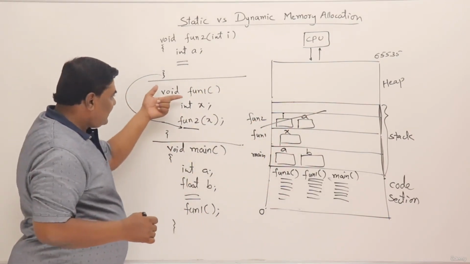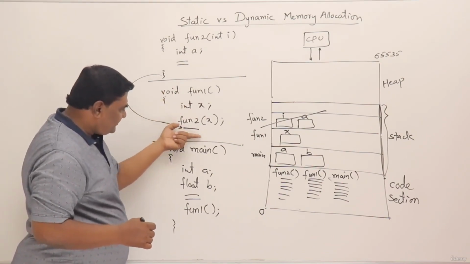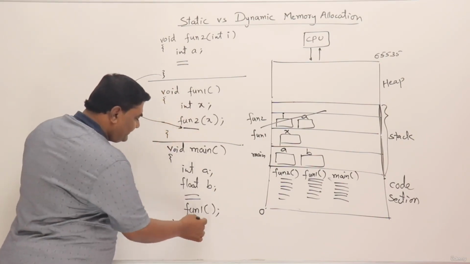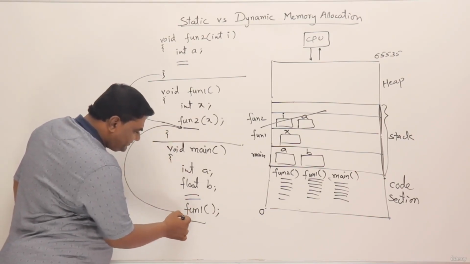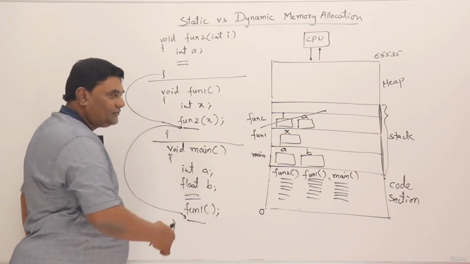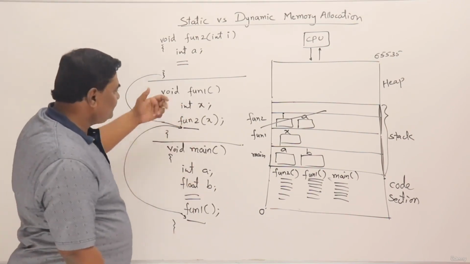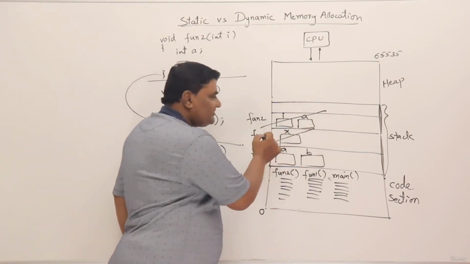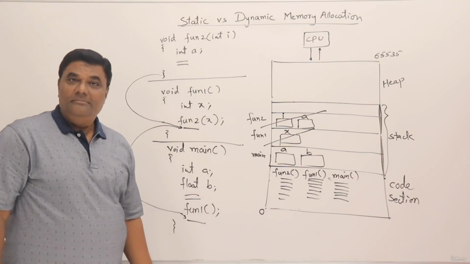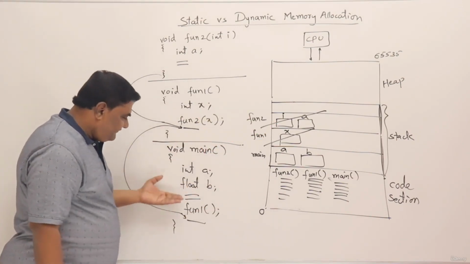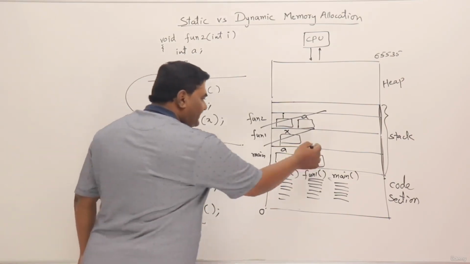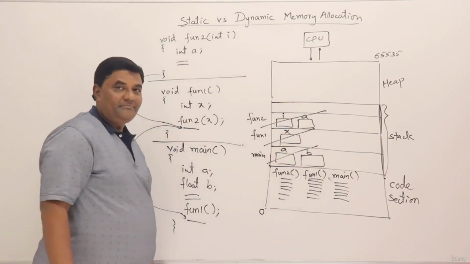Then after function 1 has finished executing this statement, it will come back to the main function after this call to function 1. Let us say there is some statement, it will come to that statement. And once the function fun1 ends, its activation record is also removed from the main memory, that is from the stack. Then the main function also ends. So its activation record is also deleted from main memory.